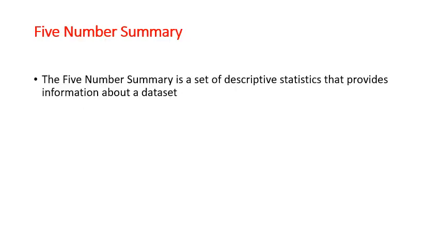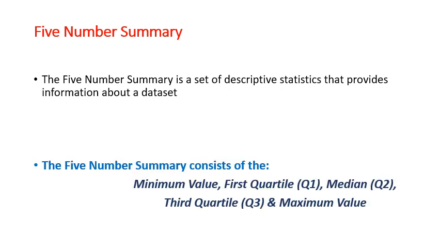So let's start off. The definition of a 5-number summary is a set of descriptive statistics that provides information about a data set. And interestingly, we have seen a number of these already, but the 5-number summary definition brings them all together. And so they include, as we can see here at the bottom of the slide, minimum value, first quartile, Q1, median, the Q2, the third quartile, Q3, and the maximum value.